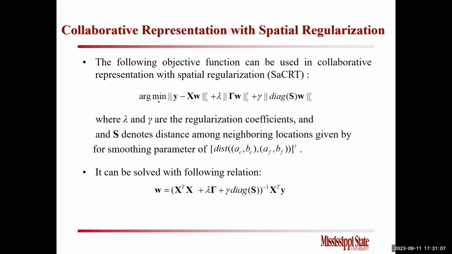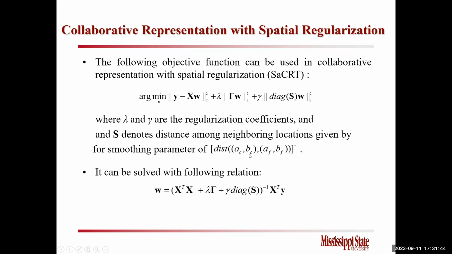So if we can add the spatial information, in many situations it can also help to improve the classification performance. The basic idea here is we still have the first two terms, but we add a third term. This is a gamma. Then we have the S matrix multiplied by W. The S matrix denotes the Euclidean distance among the neighboring locations. So what does that mean?